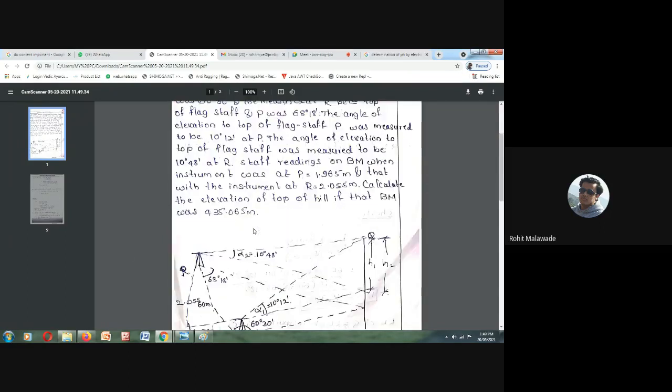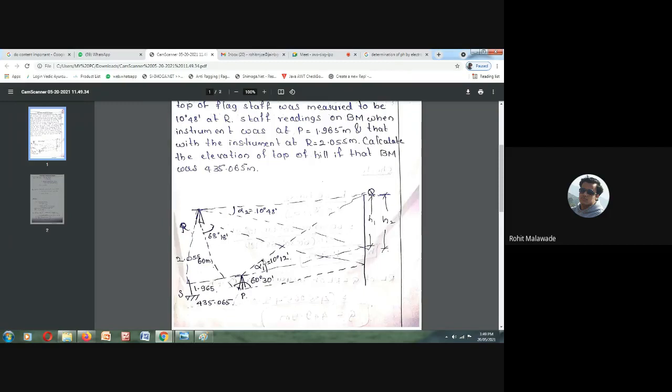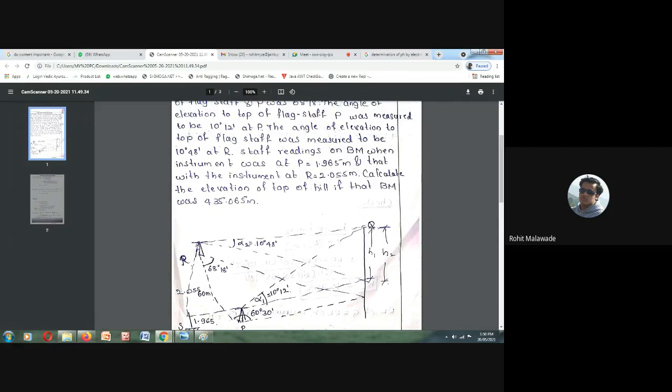The angle of elevation to the top of the flag at P was measured. From P, alpha 1, that is your vertical angle, is 10 degrees 12 minutes. From P you are going to look towards Q, and you will get a vertical angle of 10 degrees 12 minutes. And from R to P, you are going to get an angle of 10 degrees 48 minutes.